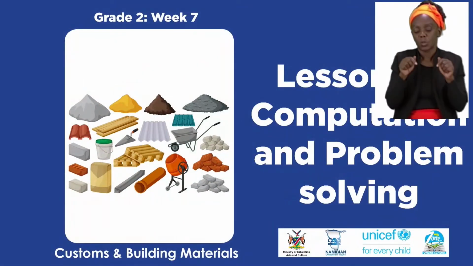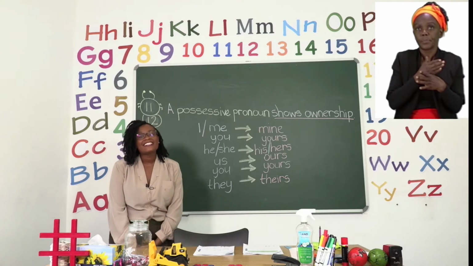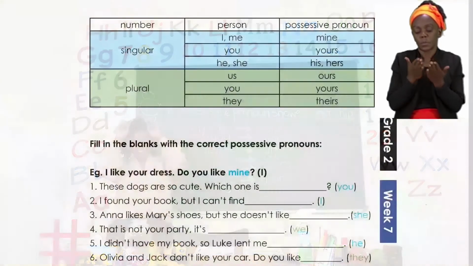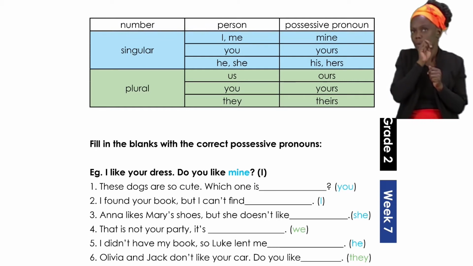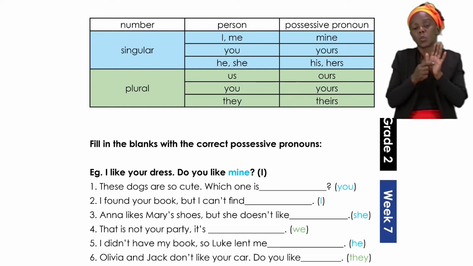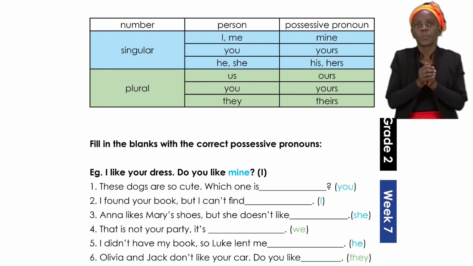For today's lesson, we will be talking about computation and problem solving. For our first exercise, grade 2s, let us turn to page 11. On page 11, we are going to be doing possessive pronouns. Now, I know I've told you before what a pronoun is, but this time we are doing possessive pronouns, which shows ownership. The top part has a table when we are dealing with possessive pronouns.